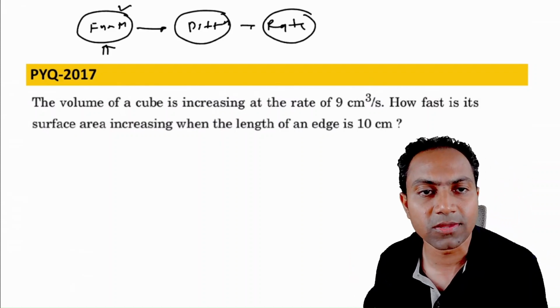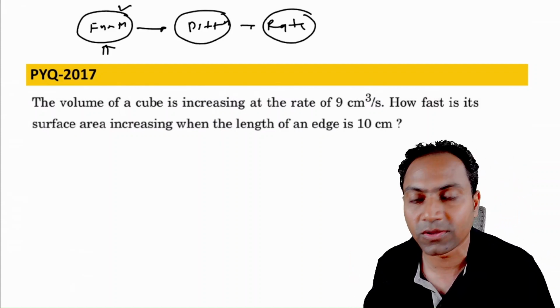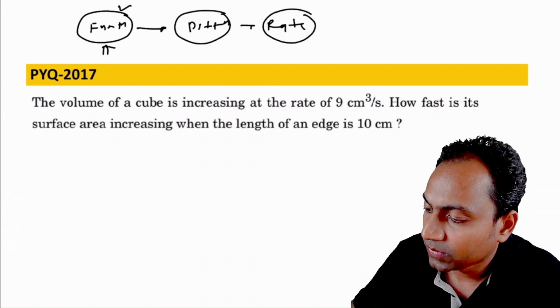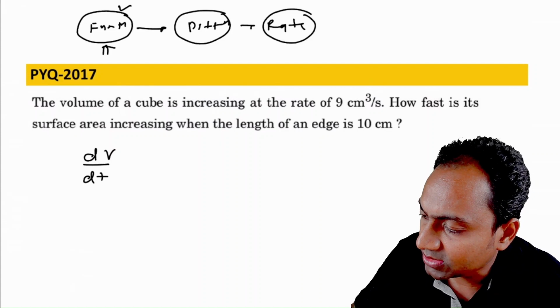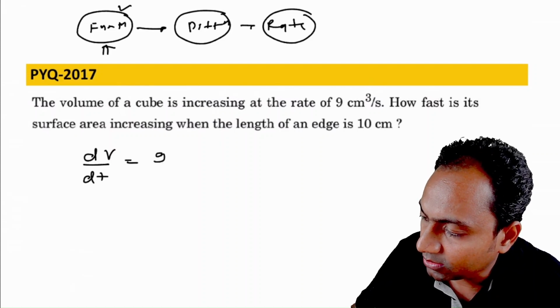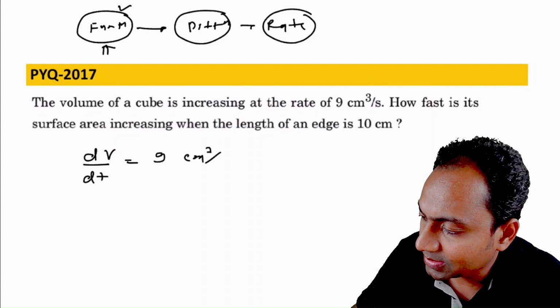So the question says that the volume of a cube is increasing at the rate of 9 cubic centimeter. So what they are asking is, V is the volume. The information that is given is dV by dt is equal to 9 cubic centimeter per second.